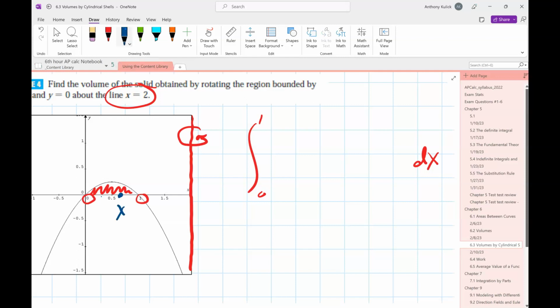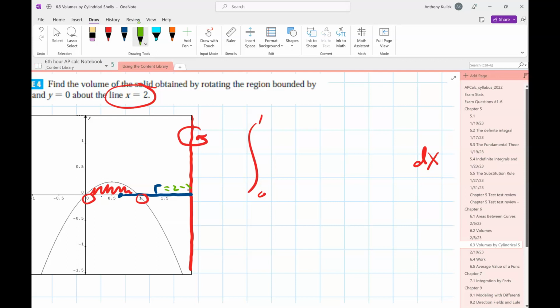All right. So we're going to pick some arbitrary point here. That's going to be my radius, right? To some arbitrary point between 0 and 1. The distance from the axis of rotation to that arbitrary point would be the radius of some cylinder. Not necessarily the first one or even the last one, just some arbitrary cylinder. So what is that r going to be? It'll be 2 minus x.